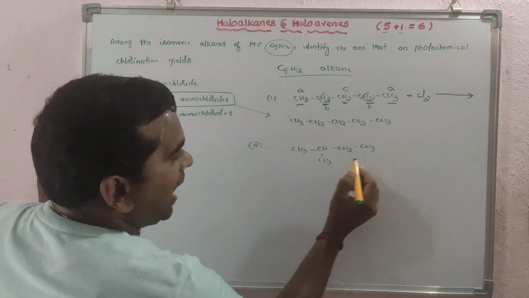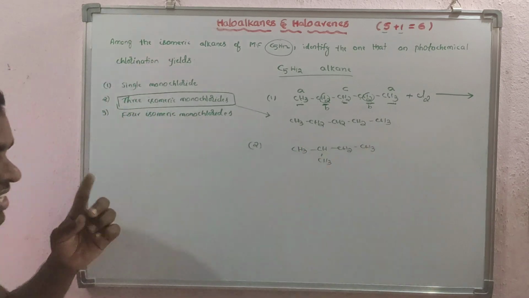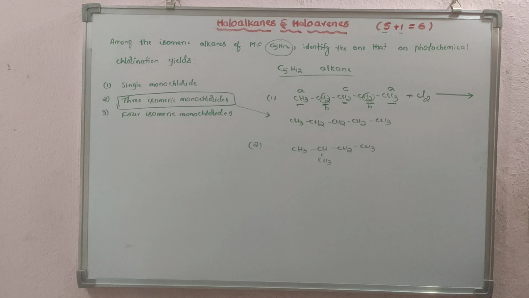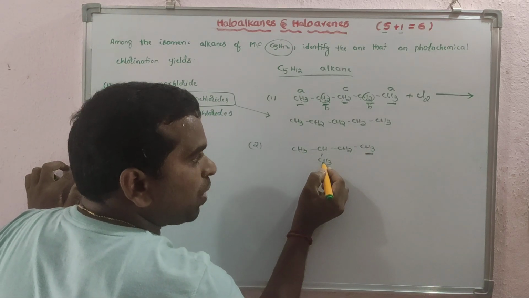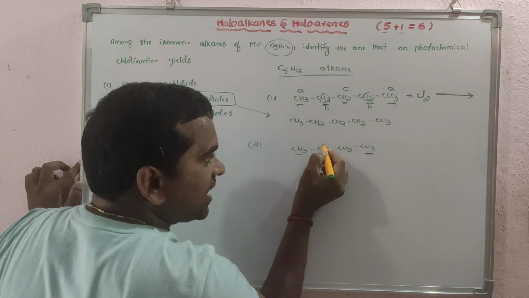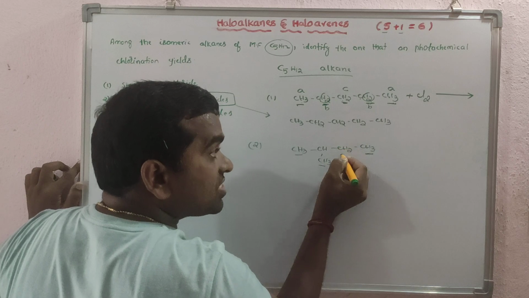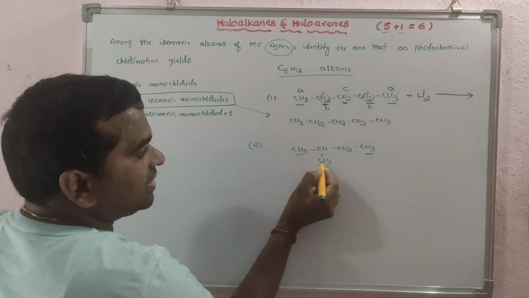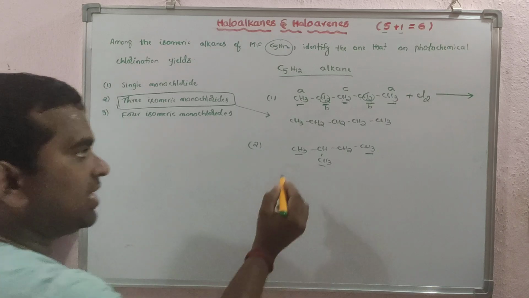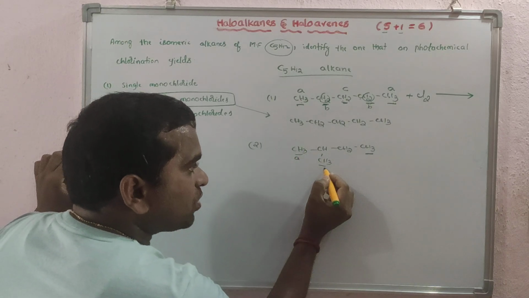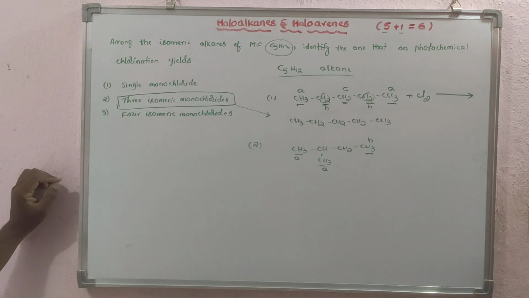See now, compare: here CH3, here CH3, here also CH3. Are all these 3 CH3s same or different? Different. See, this CH3 is different from these 2 CH3. Why? Here CH3 is attached to which one? CH. But this CH3 is attached to which one? CH2. So that's why these 2 CH3s are different from this CH3. So these hydrogen atoms are same, but this is different. So that's why B. Clear?